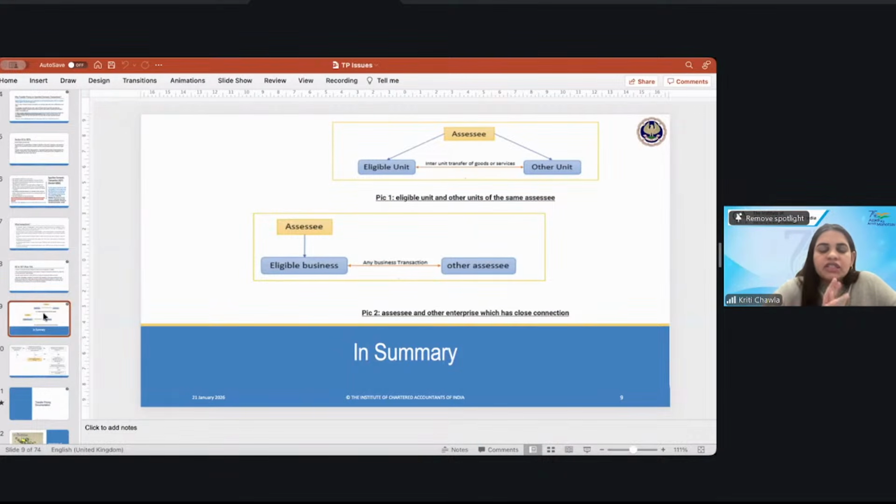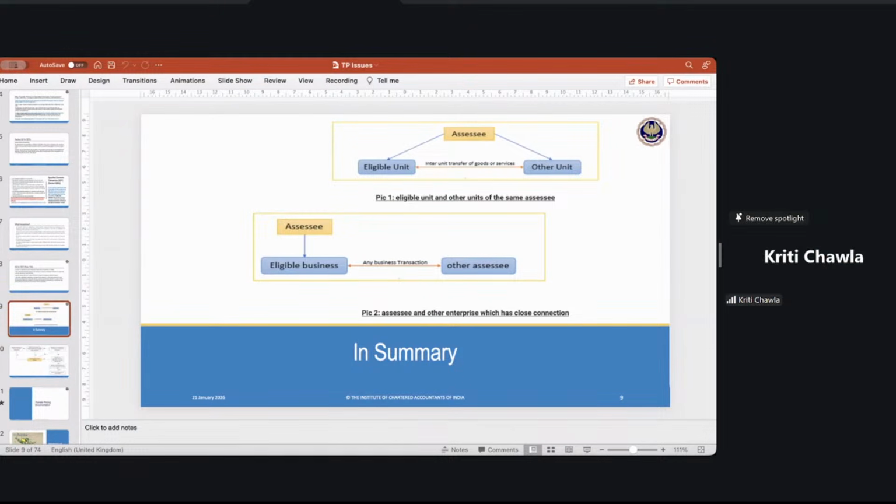Before I get on to the summary and explain again in concise terms what SDT was all about, any questions here? Any questions?